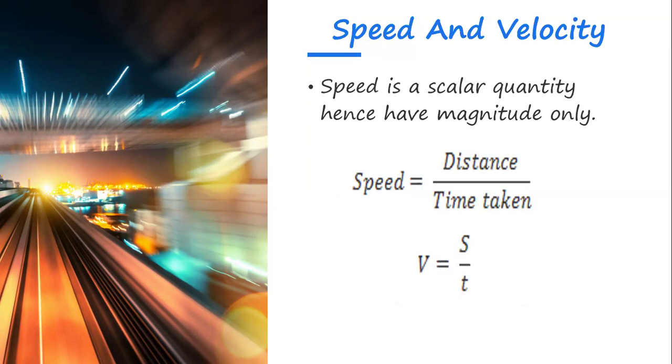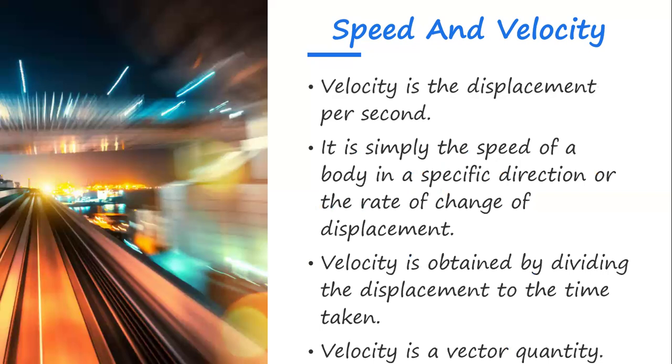Speed is a scalar quantity, hence it has magnitude only, and mathematically speed equals distance upon time taken, abbreviated as v equals s upon time. So there you have it, that's all about speed. Now let's see about velocity. From there we'll get the difference between these two.